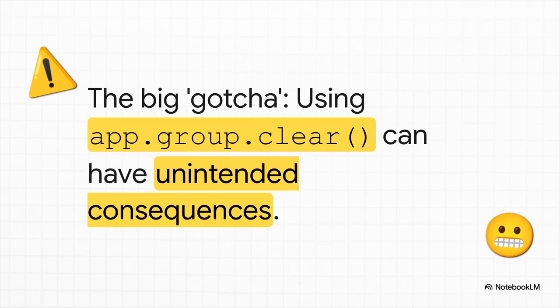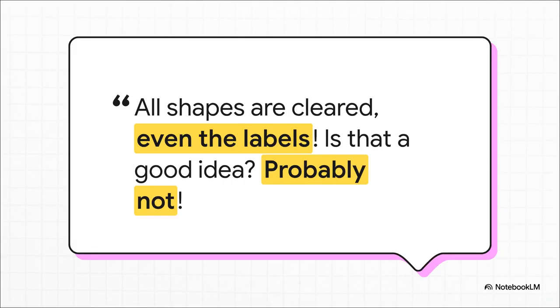Now, having this default group can be handy, but it comes with one major gotcha, a big trap you really need to watch out for. And it has everything to do with that .clear method we just talked about. Yeah, this is exactly what you'll be yelling at your screen if you're not careful. If you accidentally use app.group.clear, you're not just clearing the shapes you wanted to get rid of, you're clearing absolutely everything. Your score, your instructions, your title, any text you wanted to keep on the screen, gone. It all just gets wiped out.